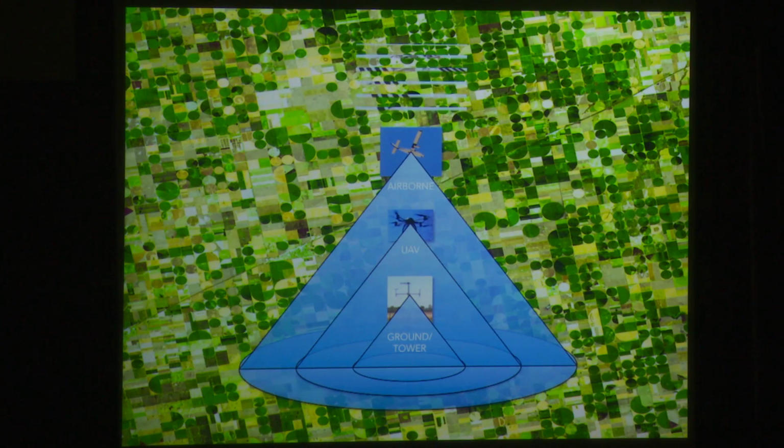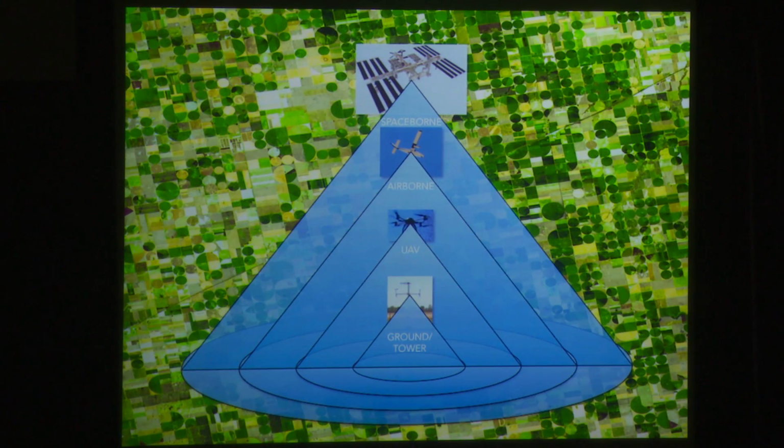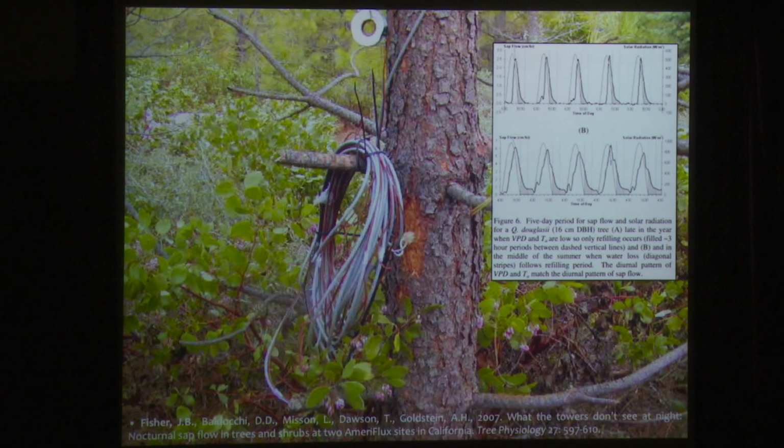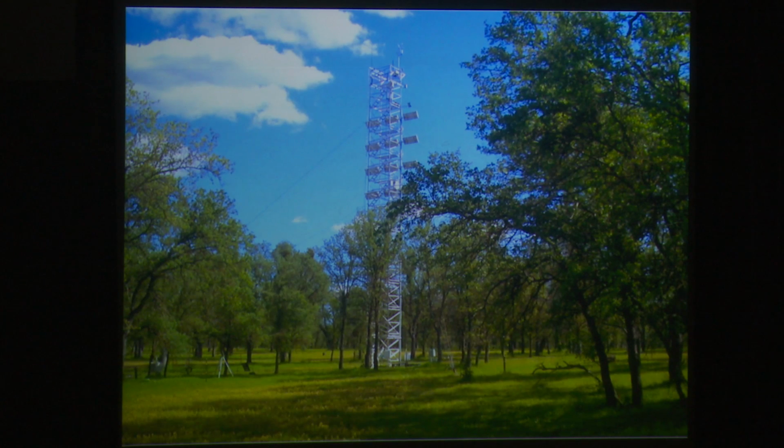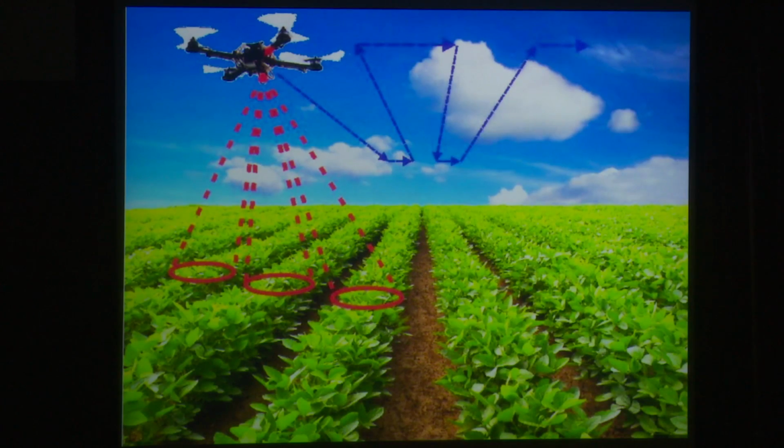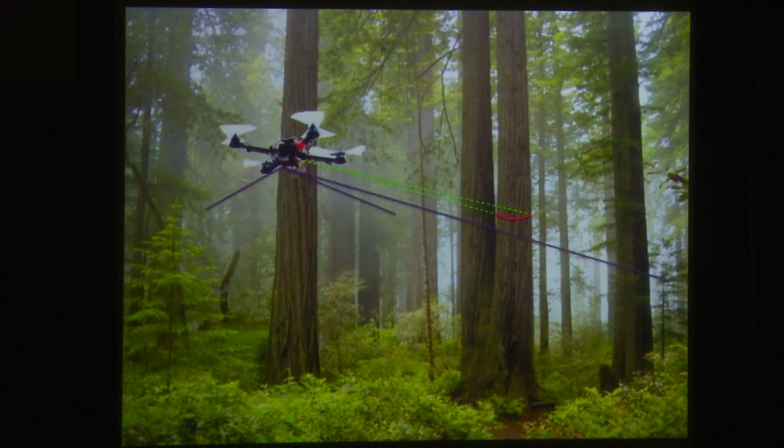We can go to airborne and up to space. I built sensors that you can put into trees to measure how much water is being used. All right, so the flux towers, we mentioned they can measure carbon dioxide. They can also measure water fluxes. We're working on drones to measure fields and go through forests.